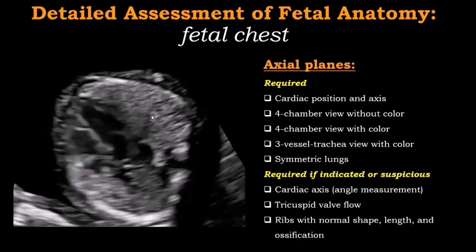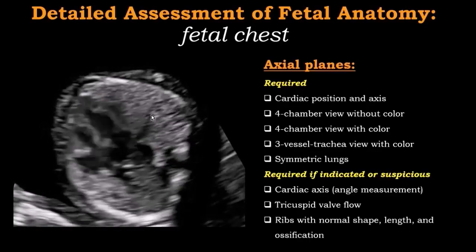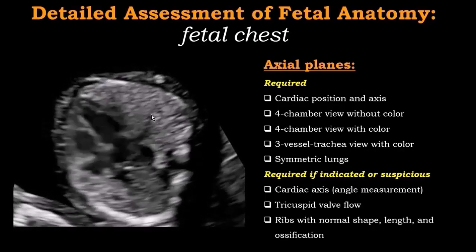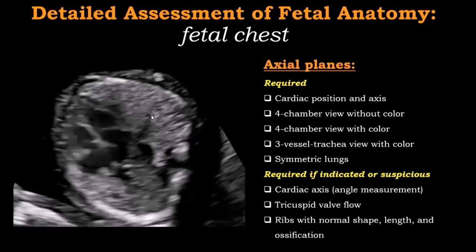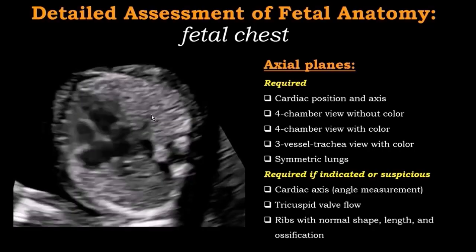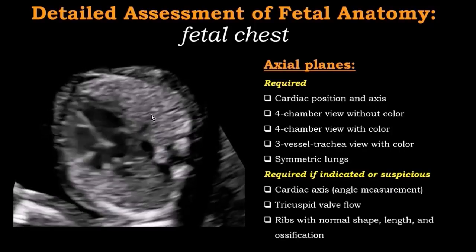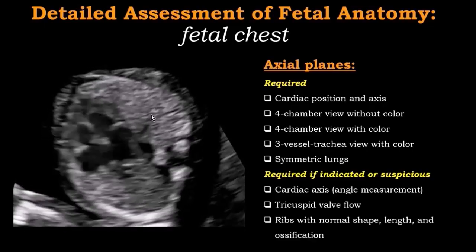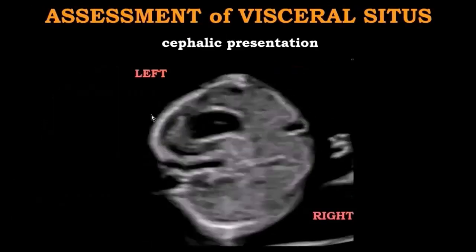If something looks abnormal but you are not sure, and you are not ready to call this heart screening positive, you need to complete a couple of extra steps in the evaluation that include the measurement of the cardiac axis and the evaluation for tricuspid valve regurgitation. And of course, if we have some concerns for the chest being narrow that early, we also need to make sure that the ribs have normal shape, length, and ossification. Again, this is what needs to be evaluated in terms of the assessment of the anatomy of the fetal chest.